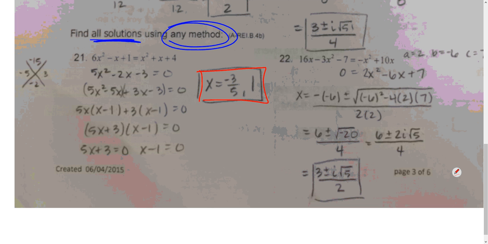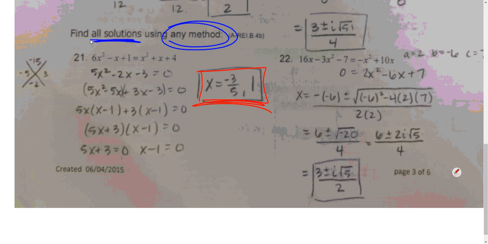Now, if you were to do any of the other methods, like complete the square or even the quadratic formula, you're still going to get the same answer. It doesn't matter. These problems, they only have 2 answers, and it doesn't matter what method you use. It'll all get you to the same thing.